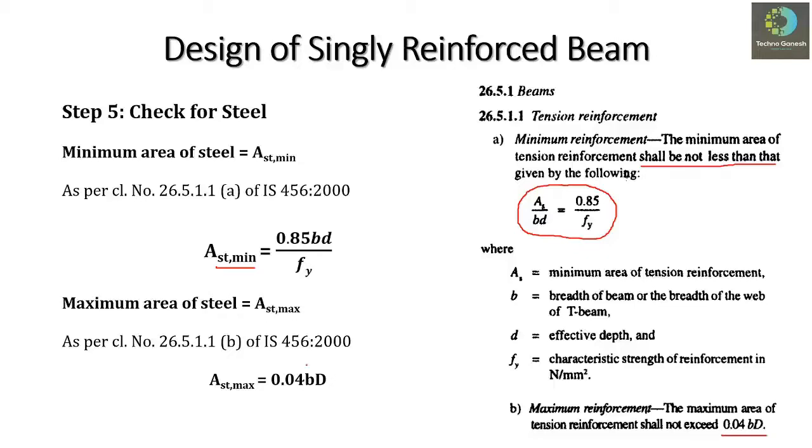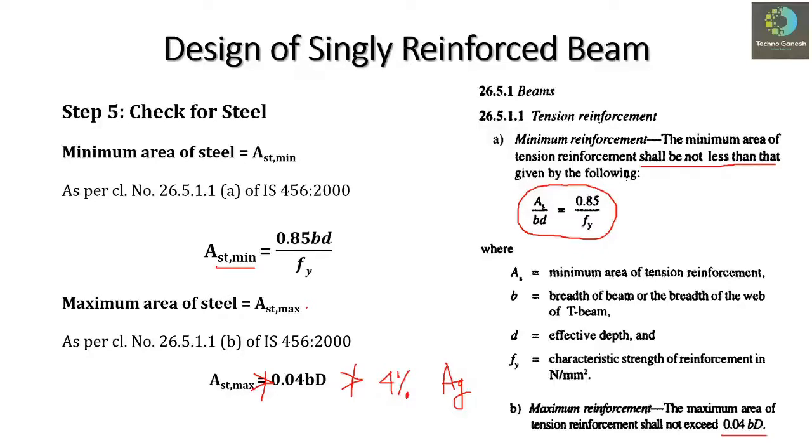That is the overall cross-sectional area, or you can say this value should not be more than 4% of Ag, that is the gross cross-sectional area of the beam. It should not be more than 0.04 bD. This check we have to compulsorily perform, and accordingly provide the steel.